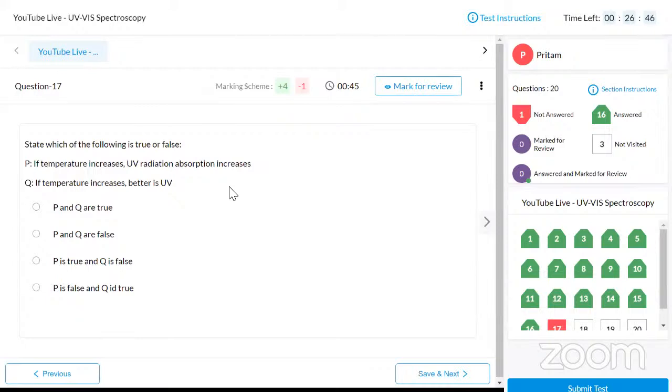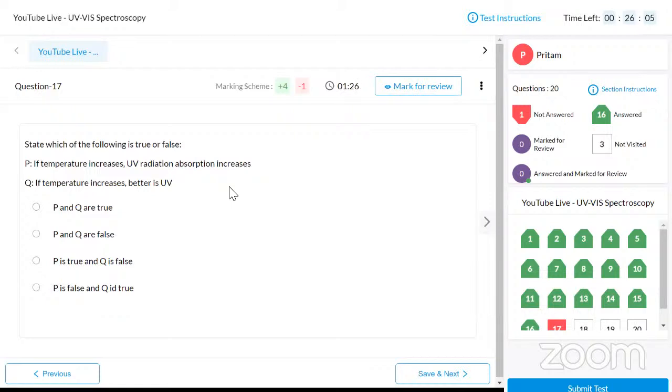Now, let us evaluate these two statements carefully. What does statement P state? If temperature increases, UV radiation absorption increases. Yes, why? Because when the temperature is increased, the viscosity of your sample solution also decreases owing to the temperature. Possibly because of that, a bathochromic shift happens. Why? Because temperature is a very important factor in shifting your wavelength to a higher wavelength. So a bathochromic shift will occur if the temperature of your solution is slightly increased.